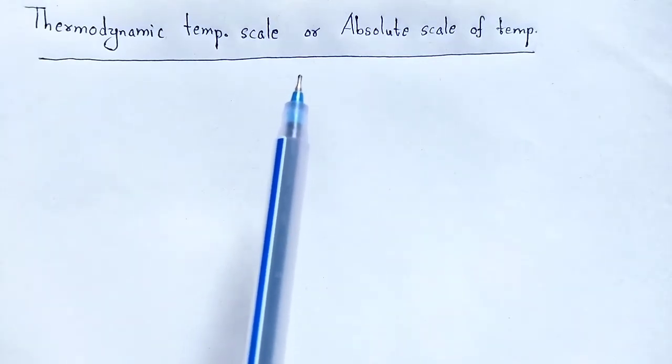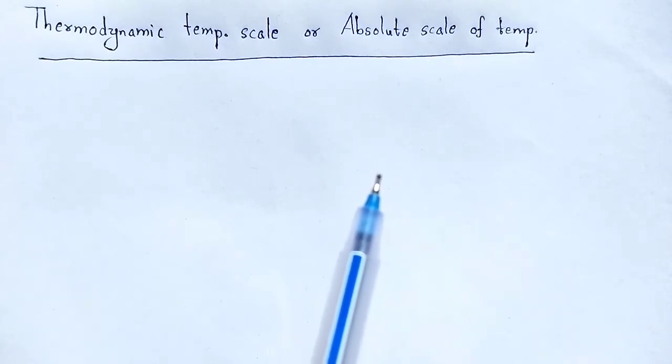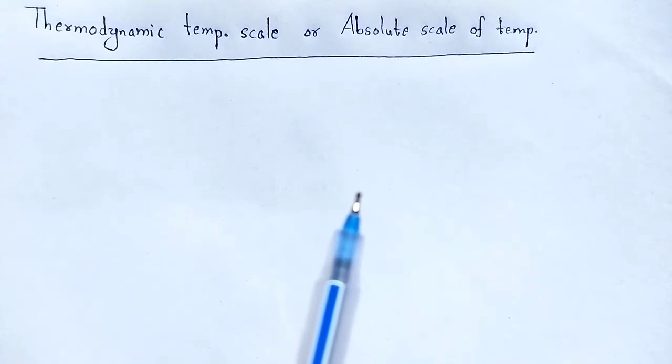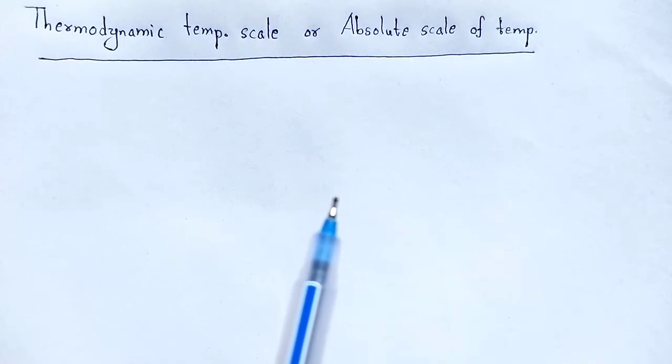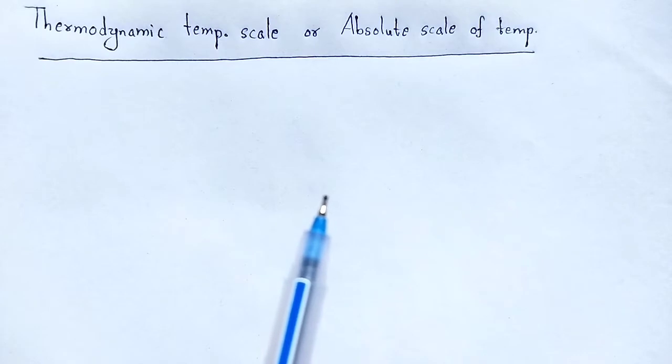Basically, we know that different thermometers used for measuring temperature depend on the property of the thermometric substance, meaning which thermometric substance we use to determine the temperature of a particular object or body. Hence, such thermometric scales cannot be absolute. That is the basic reason why we say the thermometric scale is not absolute.